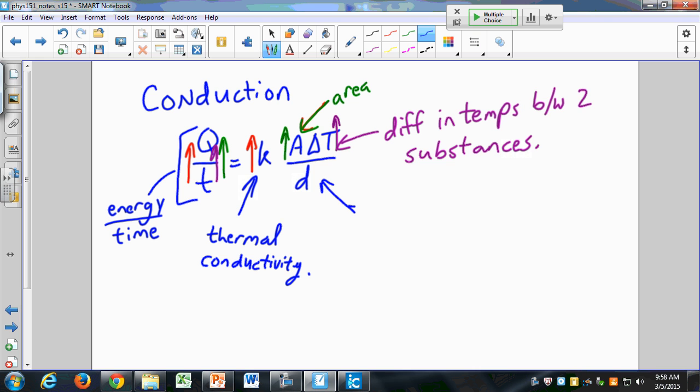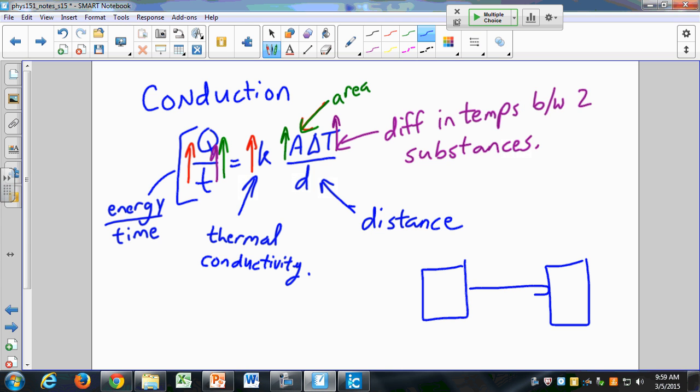which is the distance between them. So for example, let's say that I have two substances here and here. They are separated by a rod, and this rod is through which the energy would travel.